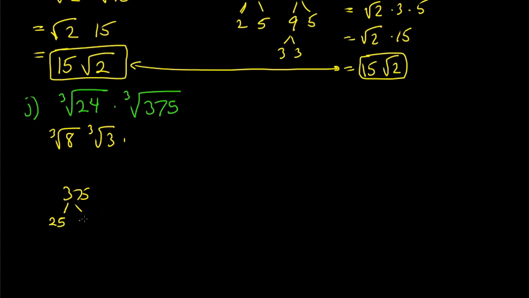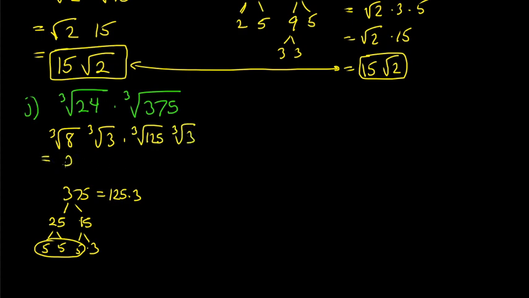So I'm sorry, 25 times 15. There we go. And then 25 is 5 times 5. 15 is 5 times 3. So we see our perfect cube here is 5 to the 3, or 125. So we get the cube root of 125 times the cube root of 3.